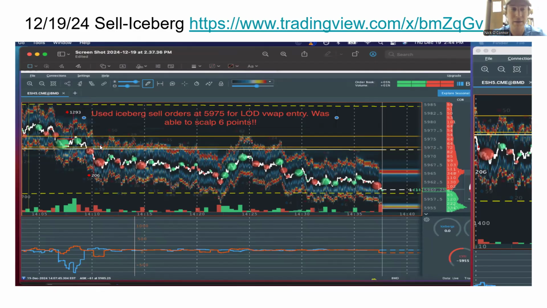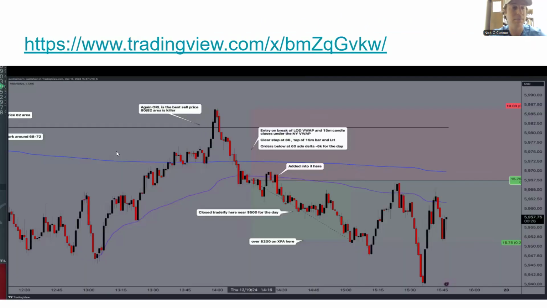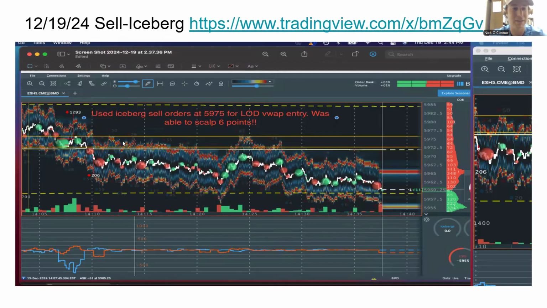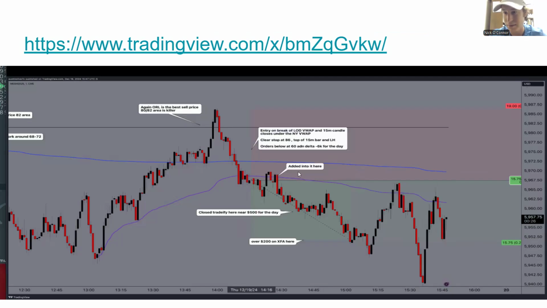And on this day, we go to TradingView. We look at Austin's markup. I stole this from his DRC. Thank you, Austin. And he got a nice short with the low of day VWAP break. And the funny thing is, he didn't even know that he had the sell ice working with him. So let's go back here. We see 59.72 to 59.75 was that zone where the sell ice was. And let's go to our TradingView chart, 59.70. Oh, that blue line, that's New York VWAP.